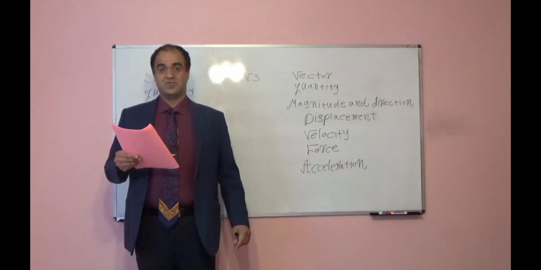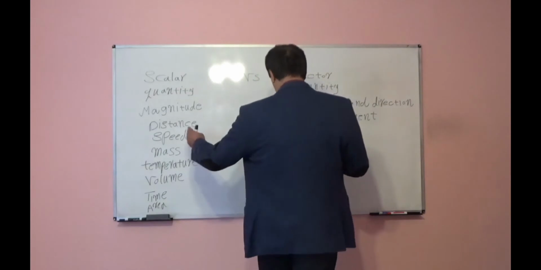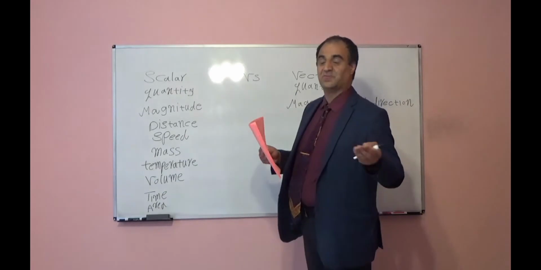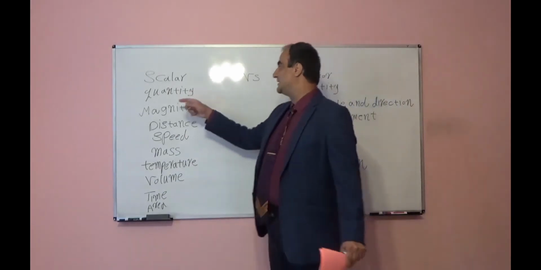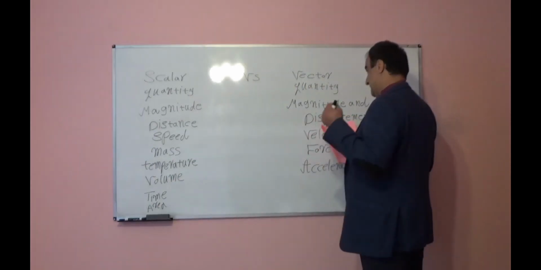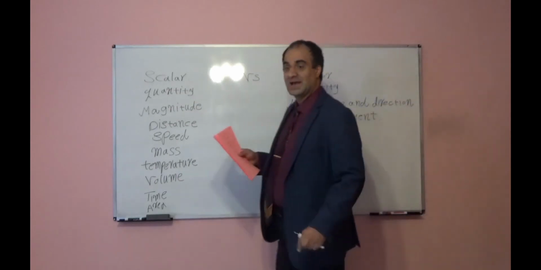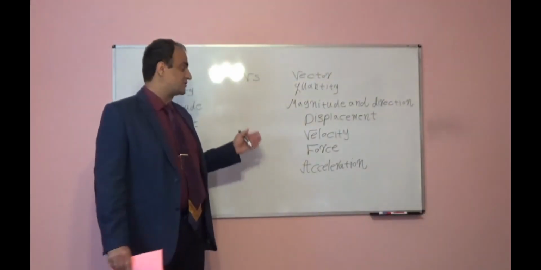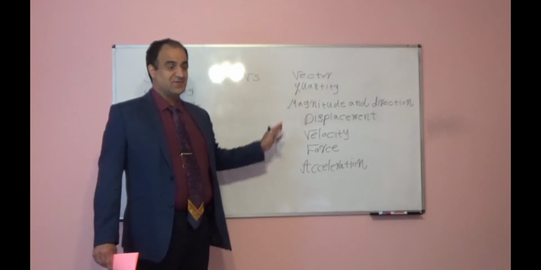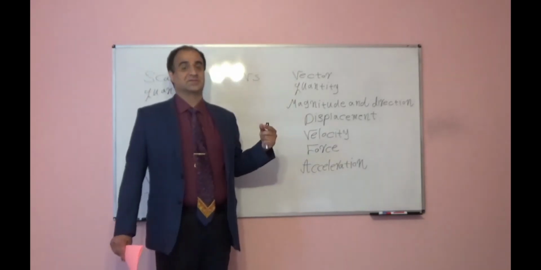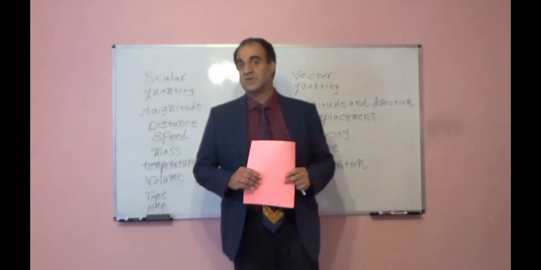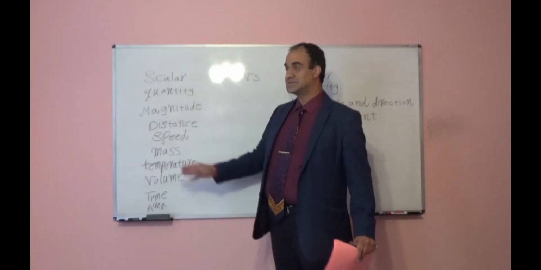Scalar is answer for the question how much, how big, how many. But for vector quantity you need another question. The answer for the question how much and which way. For example, force. We apply 2 pounds, but in which direction? So it is vector. So the answer for the questions how much and which way, it is vector quantity. The answer for the how much, how many, how big, it is scalar quantity.